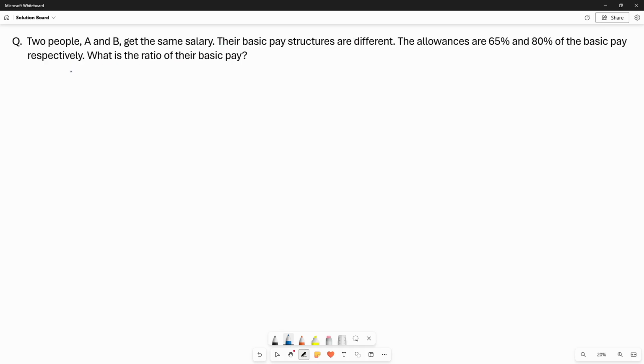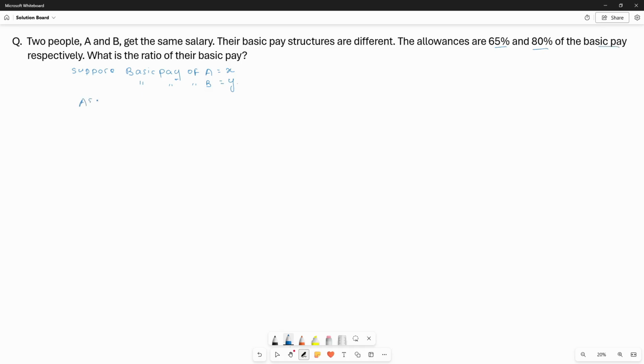To solve this, we will first suppose the basic pay of A is equal to X and basic pay of B is equal to Y. We will suppose this, that A's basic pay is X and B's basic pay is Y. Their allowances are 65% and 80% of their basic pay.